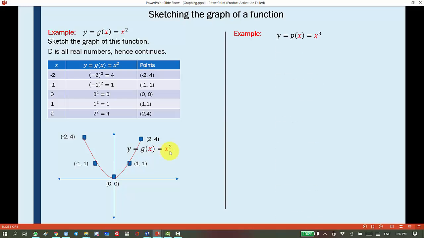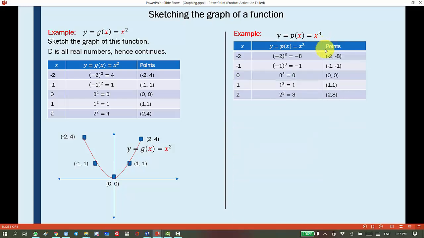Further, consider the function y is equal to p of x, which is x to the power 3. Later on, we will see that the domain of this function is all real numbers. Therefore, this function is continuous. Like the first two examples, we choose some values for x and we find y. For -2, y is -8. For -1, y is -1. For 0, y is 0. For 1, y is 1. For 2, y is 8. As a result, we get 1, 2, 3, 4, 5 points.